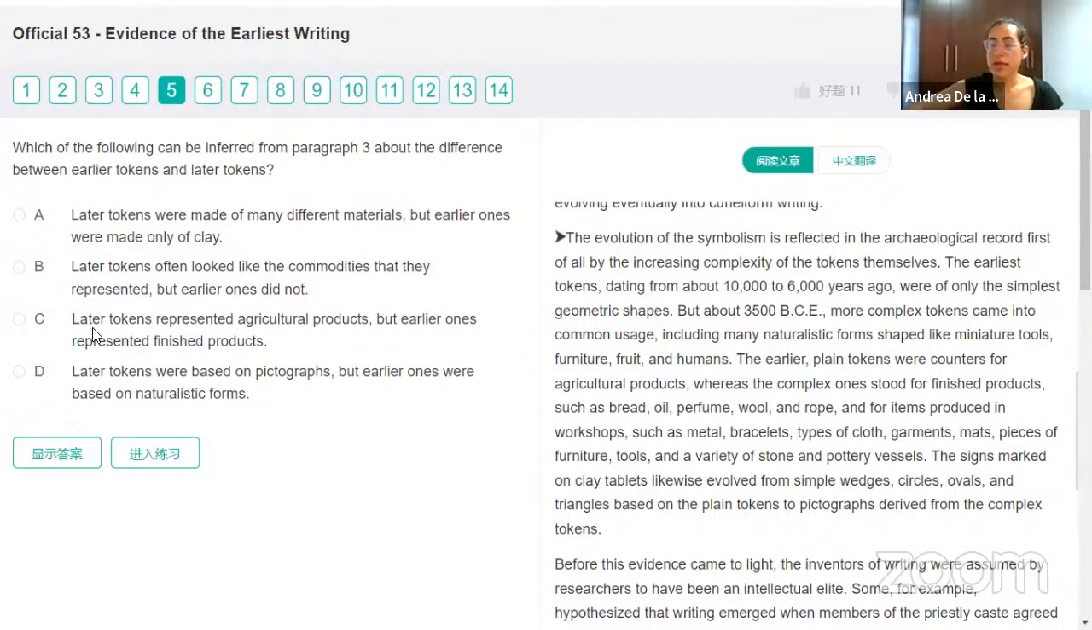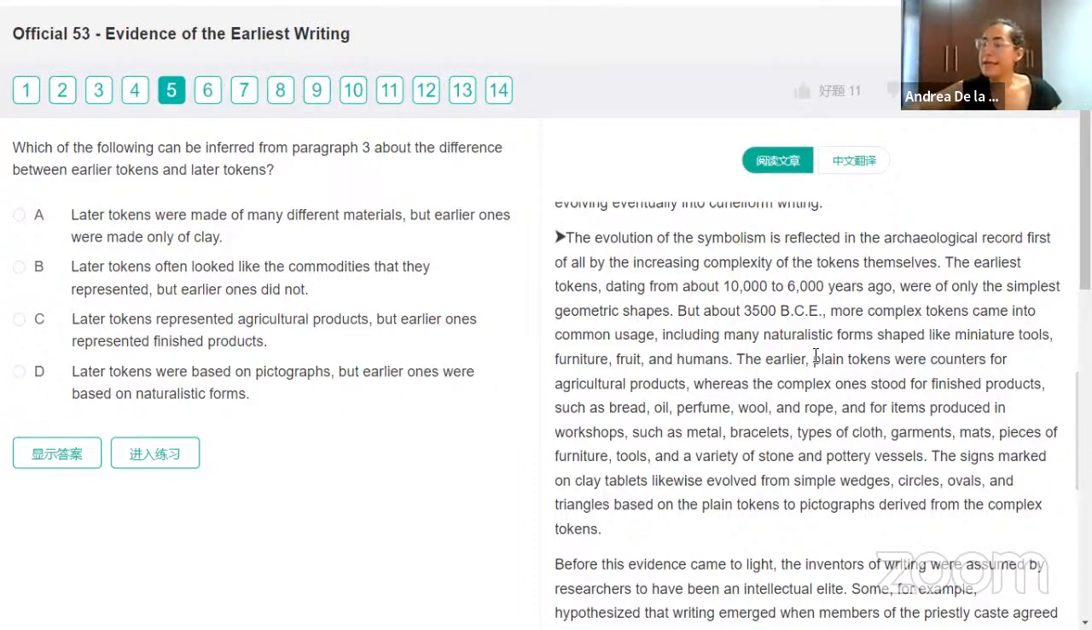Podría ser. Later tokens represented agricultural products. Todavía no sabemos nada de esto, podemos ver después. Later tokens were based on pictographs, but earlier ones were based on naturalistic forms. Este sí lo podemos eliminar, ¿no? Este se puede eliminar, porque nos dice que los later tokens, los de después, included naturalistic forms. Entonces no eran los earlier ones that were based on naturalistic forms, sino los later ones. Aquí está al revés. Entonces la D sí se puede eliminar.